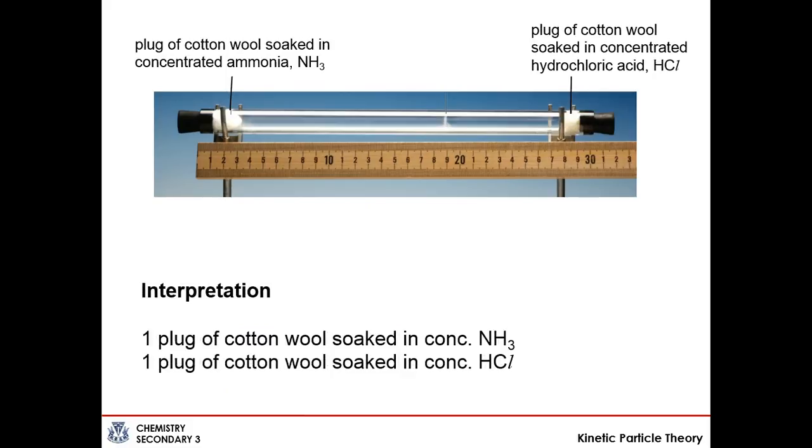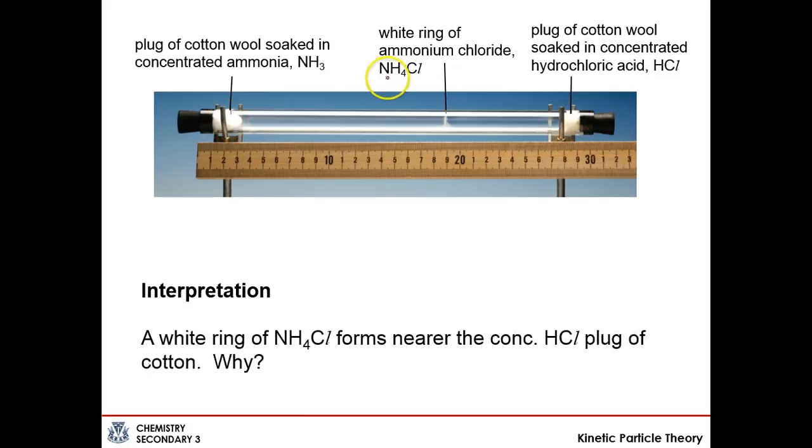Right, so this diagram here, this experiment here, tries to explain to you the relationship between molecular mass and the rate of diffusion. So over here you'll see that there's a plug of cotton wool here with concentrated ammonia, and there's a plug of cotton wool here with concentrated hydrochloric acid, and there's this little white ring over here. This white ring is actually ammonium chloride. So ammonia reacts with HCl to give you ammonium chloride.